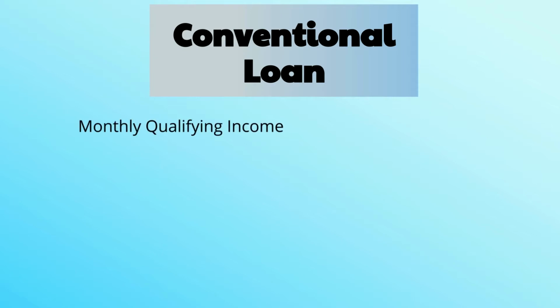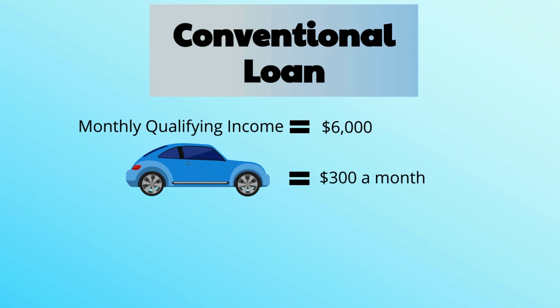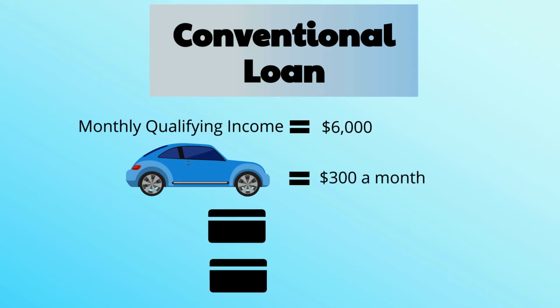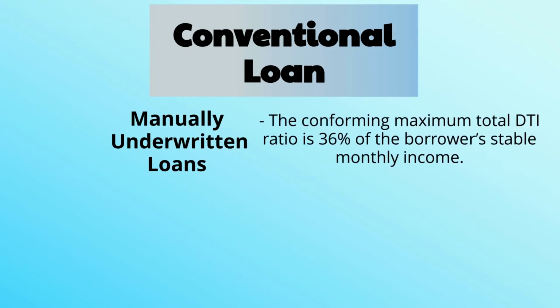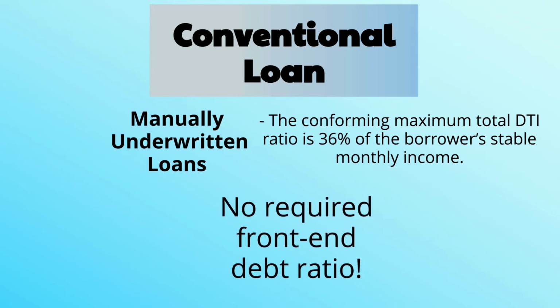Here's an example for a conventional loan. A borrower's monthly qualifying income is $6,000. The borrower has a car payment of $300 a month and 2 credit cards with payments of $55 and $100. For manually underwritten loans, the conforming maximum total DTI ratio is 36% of the borrower's stable monthly income. There is no required front-end debt ratio.